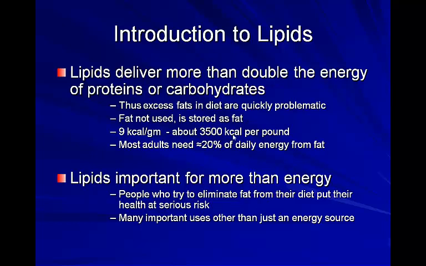So when looking at the energy in fat, again, about 9 kilocalories per gram of energy are found in fats, and that works out to be about 3,500 kilocalories or calories per pound. So if you want to burn a pound of fat, you need to burn about 3,500 calories of energy to eliminate that pound. Most adults need approximately 20% of their daily energy from fat.